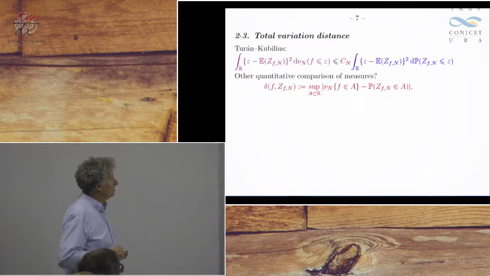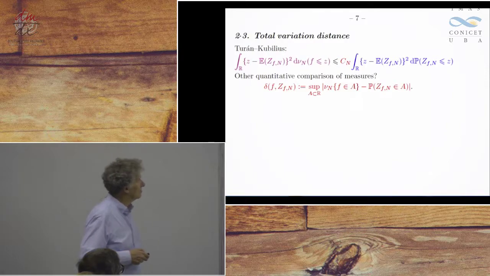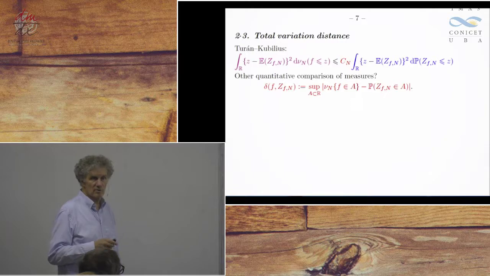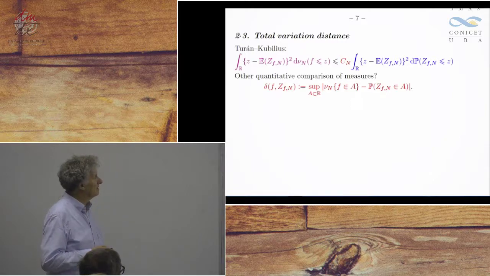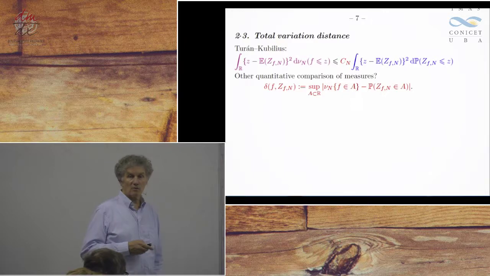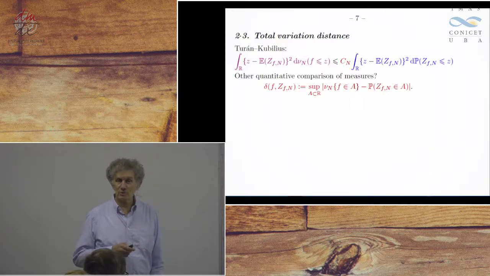Now, look at this distance. So this is the total variation distance. We take the supremum over all subsets A of real numbers. There is no question of measurability here. And we take here the event that f of n belongs to A, and here the probability of the model. And we ask ourselves, does this tend to 0? What is your guess?